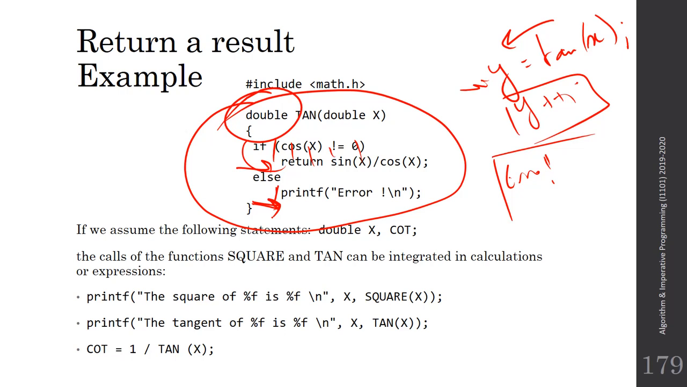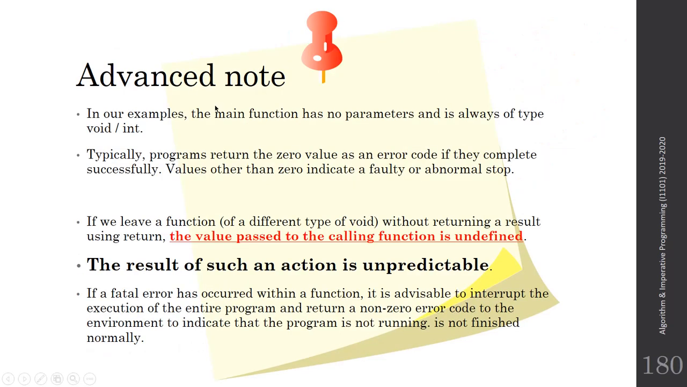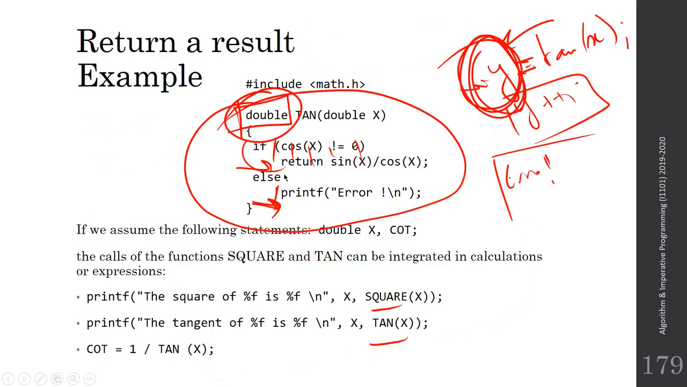So just pay attention that whenever I'm using double, I'm using a return value. So there's an equal here, or there's a printf like here, and maybe I'll be using y. So this is here the advanced note. So you should pay attention to the result of such an action, it is unpredictable. So whenever we have a function that has a return value and we don't use a return, the returning value is unpredictable. Because what does it mean?